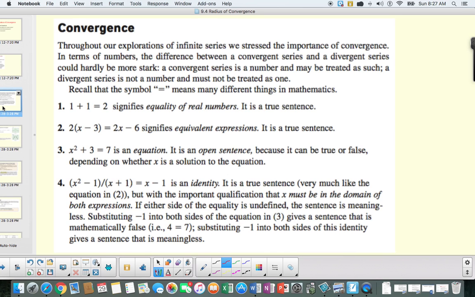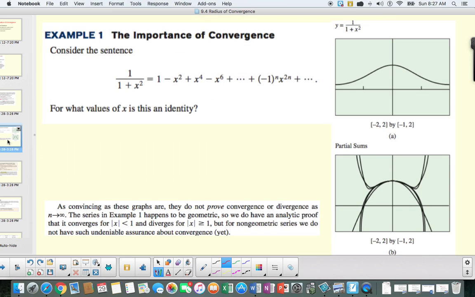Let's take a look at the symbol equal and look at its significance in different things that we've done in mathematics. Right here it signifies equality of numbers. Here it's signifying an equivalent expression. Here it's an equation, an open sentence that we can solve. And here this is an identity, which is very much the same as 2. And that's what we're going to be working with, equality in terms of an identity.